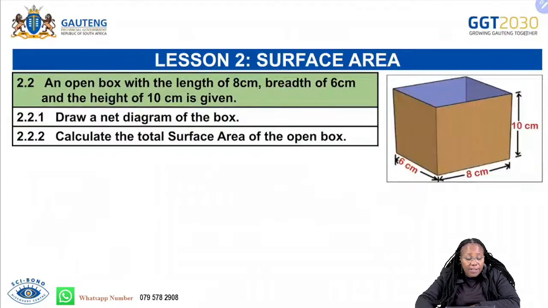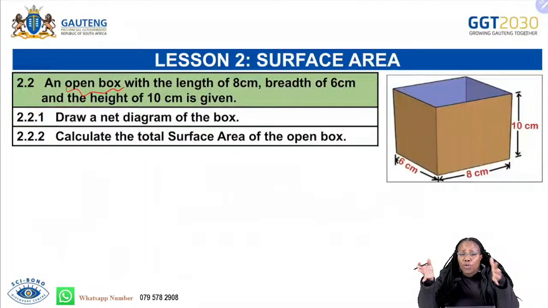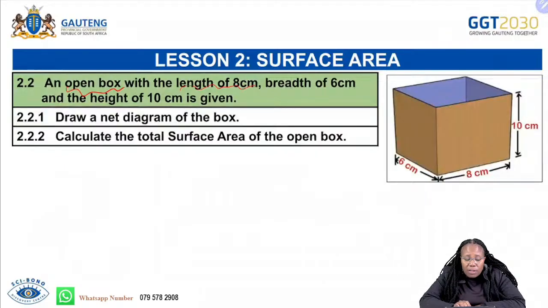And then the surface area now, this is an open box. It's open now, it's a box like your shoe box. When you remove the lid, it's an open box like that. And then the length is 8 centimeters indicated on the diagram. The breadth is 6 centimeters as indicated on the diagram. And the height is 10 centimeters.